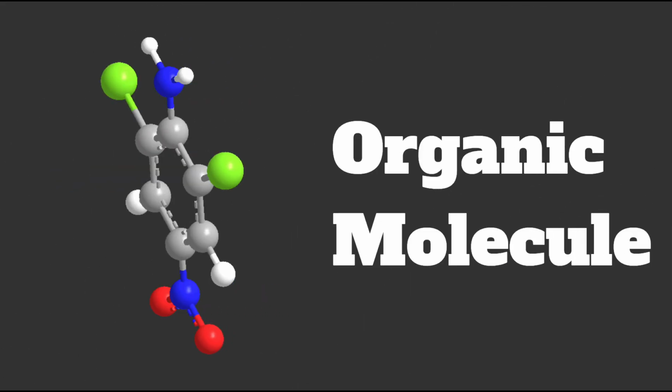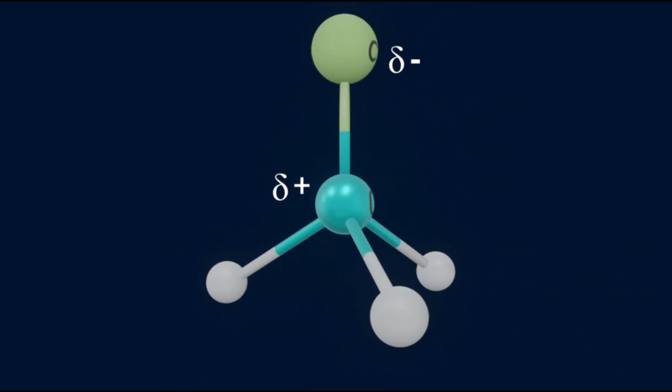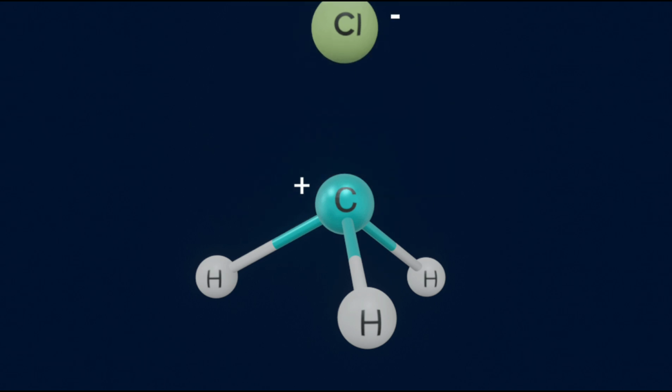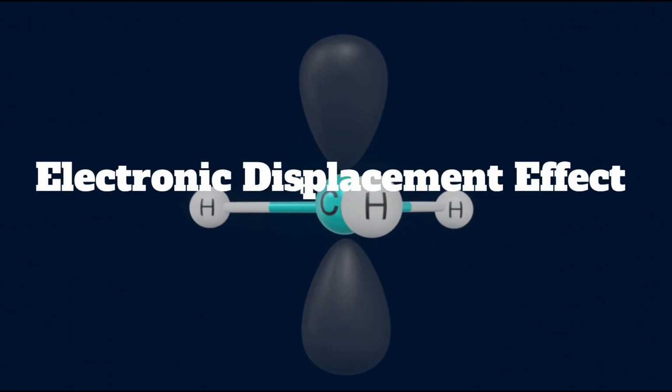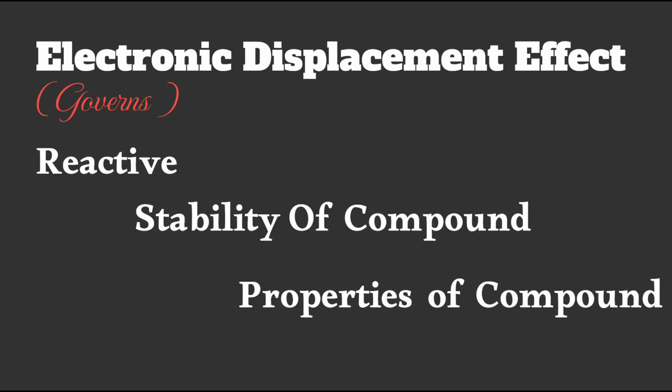In organic molecules, electrons are not locked in one place. They can be shifted by the influence of nearby atoms or groups. This movement of electrons is called the electronic displacement effect. It governs how reactive, how stable, and how the properties of an organic compound will be.